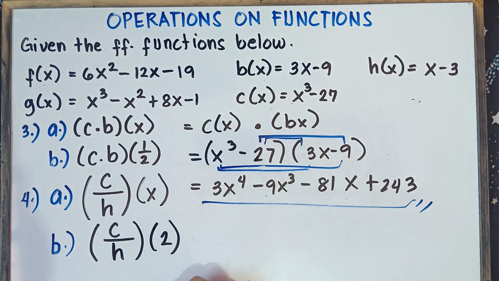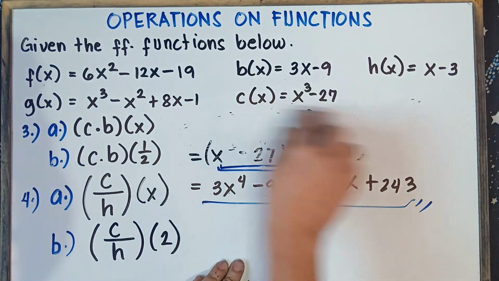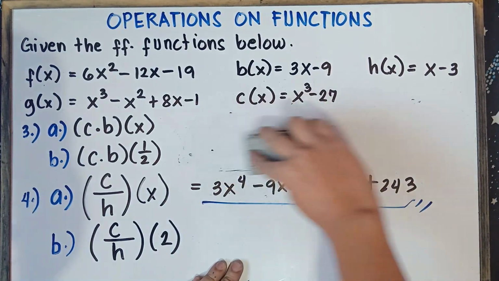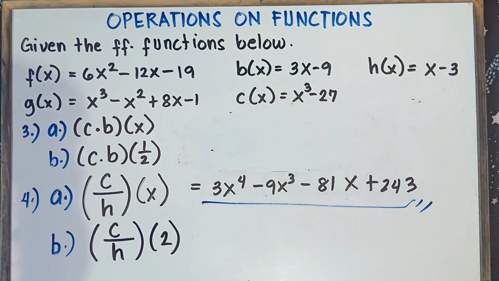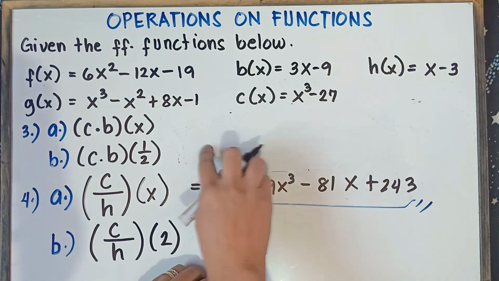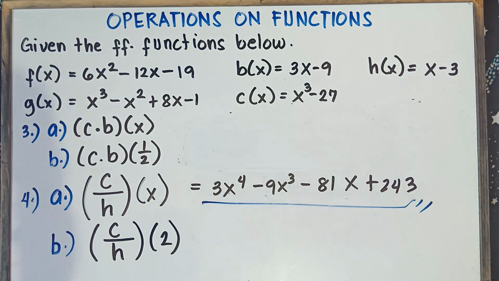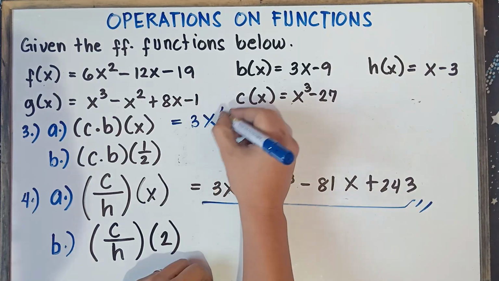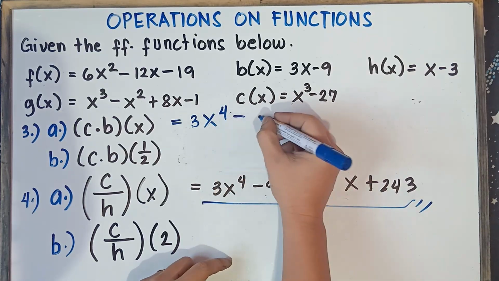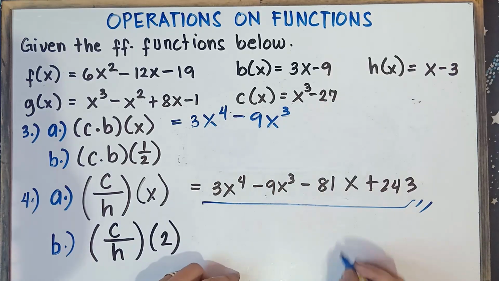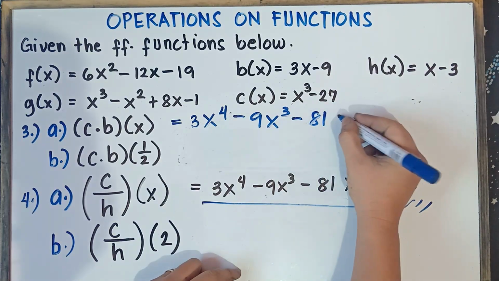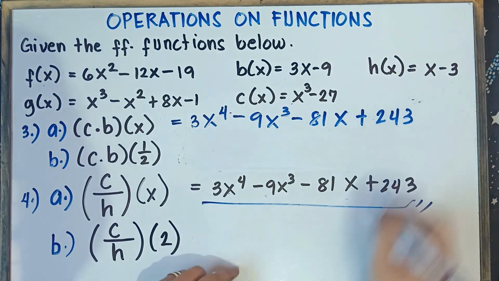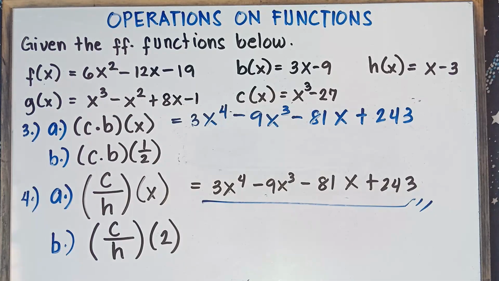Alright, so let me just write the answer here. We don't have enough space. So our answer, we have... Alright, so once again, class, I hope you see that when you pause the video, I'll be erasing this solution. So our answer, class, we have 3x raised to the power of 4 minus 9x cubed minus 81x and then positive 243. That's the answer, class, with regards to letter A.